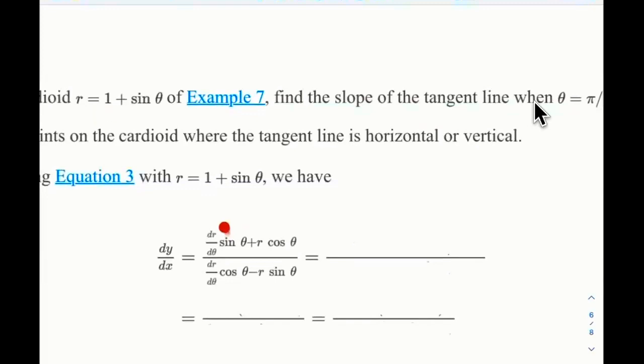So, okay, let's find dr d theta. What's dr d theta? r equals this. What's dr d theta? Cosine theta. Yes, you got it. Because the derivative of a constant is equal to 0. The derivative of sine theta is cosine theta, right? So that should be cosine theta. Okay, let me write it down. So dr d theta here will be cosine theta.